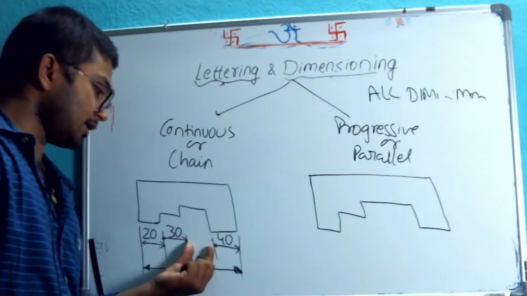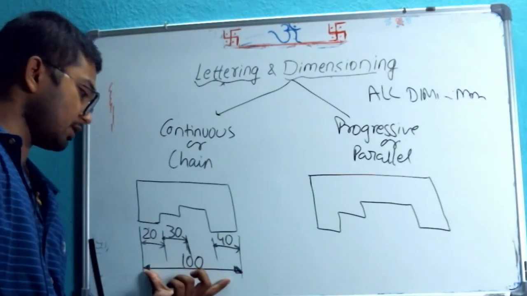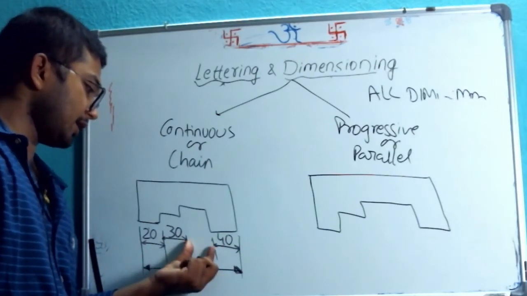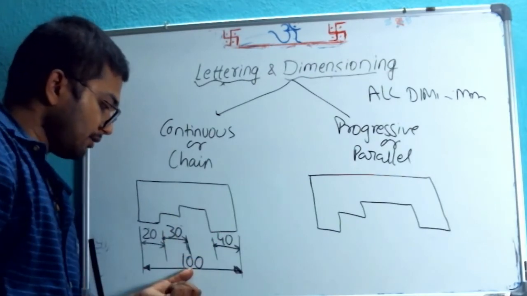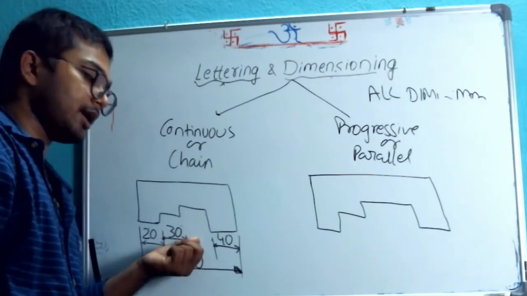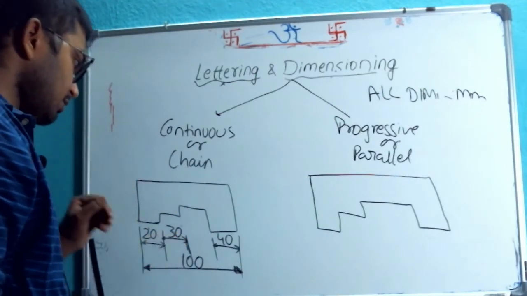In between 10 is missing, that's why. 10 plus 40 plus 30 plus 20 will give a total of 100. So indirectly we have given 10. Again, if you write 10, or in spite of giving 100 here, that means it will become a redundant dimensioning system, which we should avoid. So this one is there.